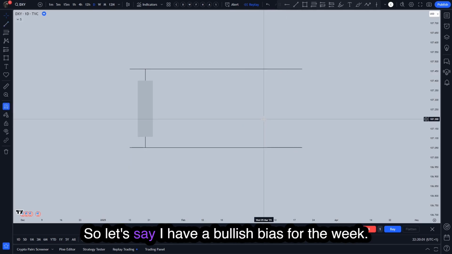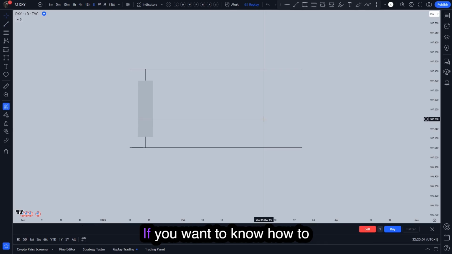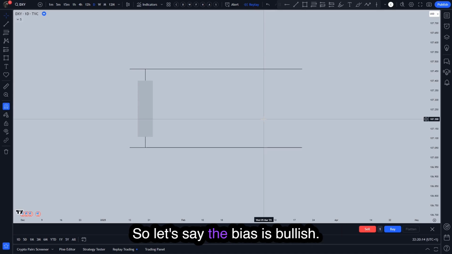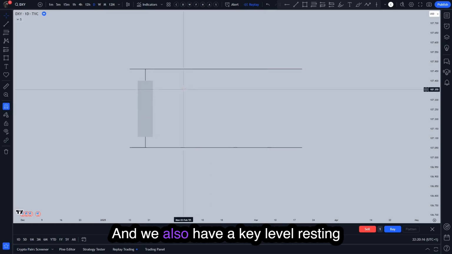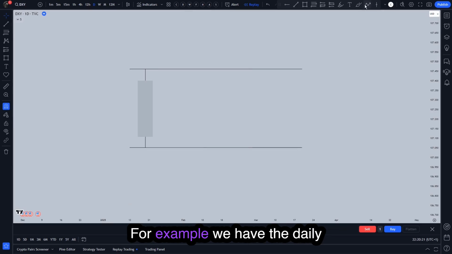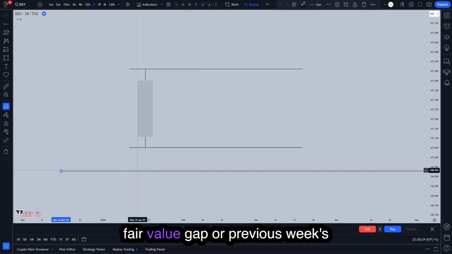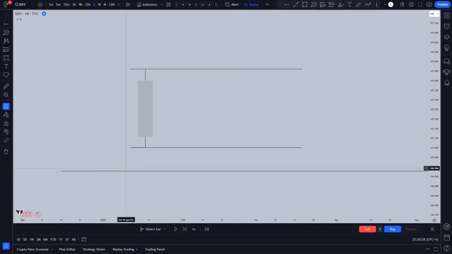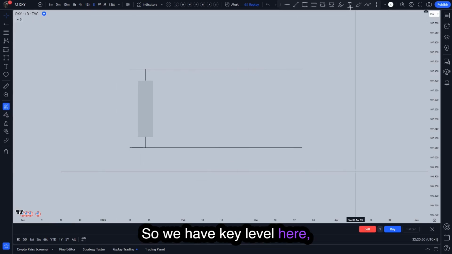So let's say I have a bullish bias for the week. If you want to know how to determine bias, then watch my video on how to determine bias. But for this video now, let's say we already have defined a bias for the week. So let's say the bias is bullish. And we also have a key level resting right below the Monday range, right? For example, we have the daily fair value gap or previous week's low, whatever, resting below. So fair value gap, key level here.